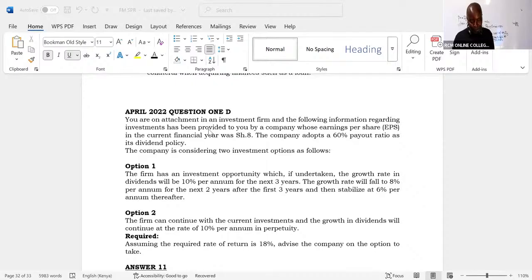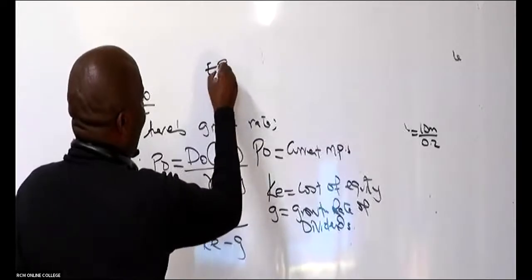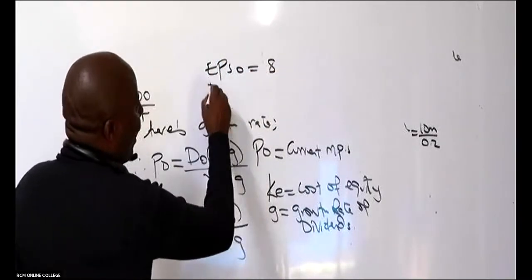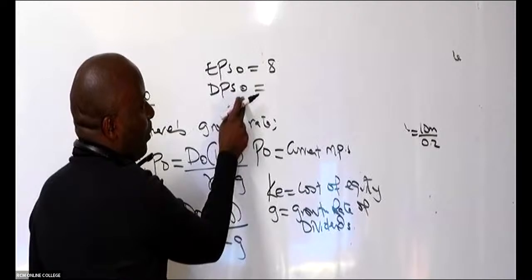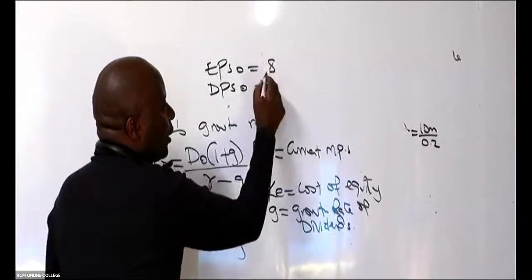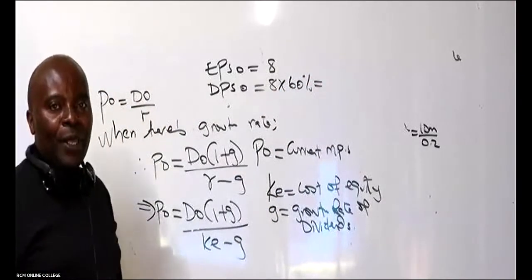I repeat, ladies and gentlemen, you're on attachment in an investment firm, and the following information regarding investments has been provided to you by a company whose earnings per share in the current financial year is 8, and the dividend payout ratio is 60%. So we can see that the EPS in the current year is 8. So I can easily get the DPS, dividends per share, in the current year, because out of the company's earnings, these people are paying 60% as dividends.